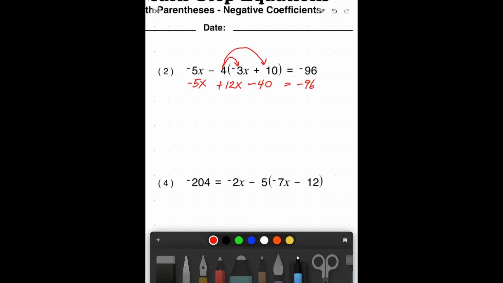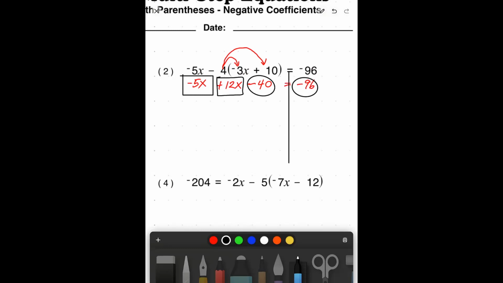Now that I've gotten rid of the parentheses, I can do boxes and circles. So right here, this -5x is going to be a box, and I want a nice box. And then this is also a box. This is going to be a circle, and this is going to be a circle. And I'm going to draw my line down. That's the cross the line, change the sign line.